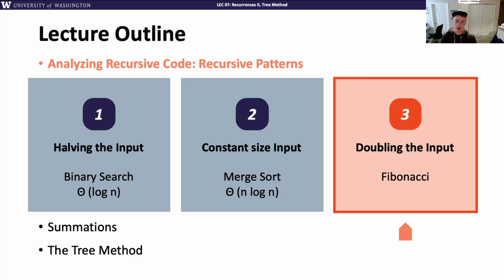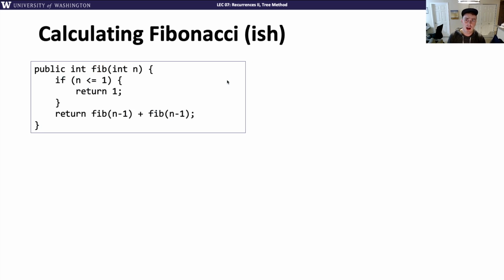So don't worry if you haven't heard of the Fibonacci sequence before. It turns out we're not actually going to be doing that anyways. But the Fibonacci sequence is just a sequence of numbers where the next number in the sequence is the sum of the last two. But we are going to be working on what we call Fibonacci-ish, which instead of being the sum of the last two numbers is just the last number added to itself. So I told a bit of a fib there when I said we were doing Fibonacci.